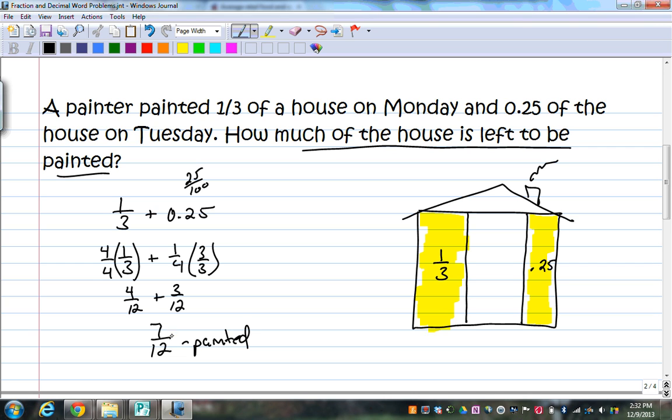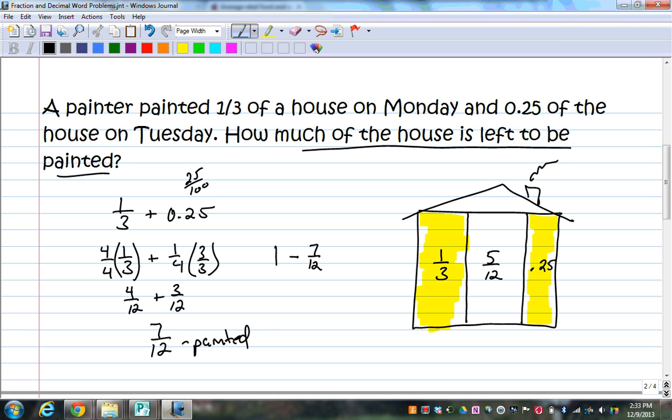I could count up 8, 9, 10, 11, 12. And I would have 5/12 left, so this part is 5/12. Or another way is say, all right, well, the whole house minus 7/12 would give me what's left. Now the trick here is, all right, how do I do 1 minus 7/12 without a calculator?